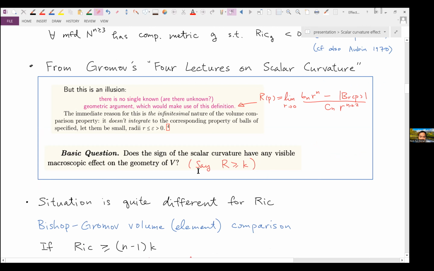So in my setting the dimension is n. Let's say scalar curvature has lower bound k, let's say positive k. Then what can we say? So that's his viewpoint. So in this talk, somewhat contrary to his opinion here, I'll describe a way to kind of integrate the volume comparison property of the scalar curvature. But of course, we can't just assume the scalar curvature lower bound alone.